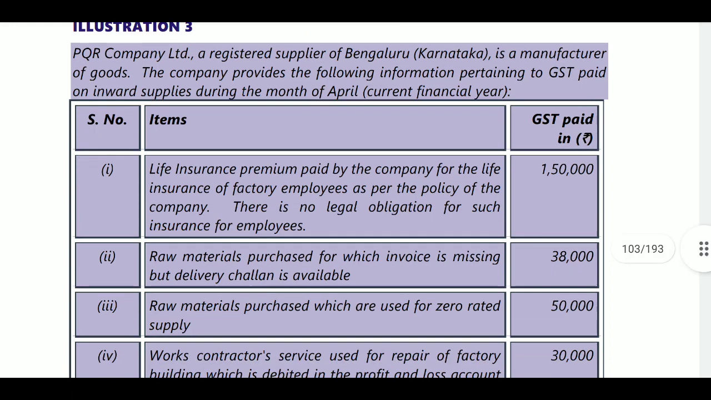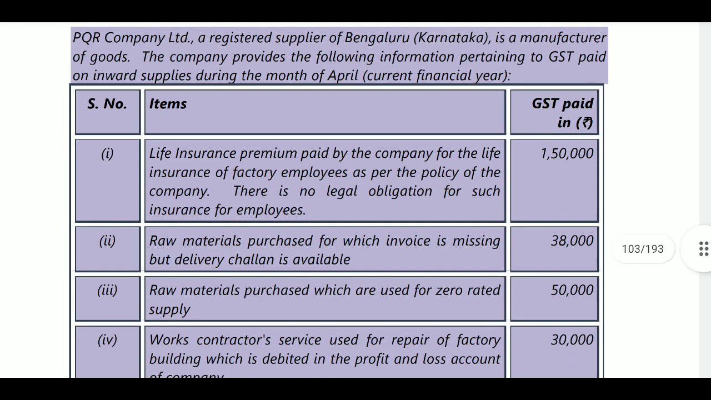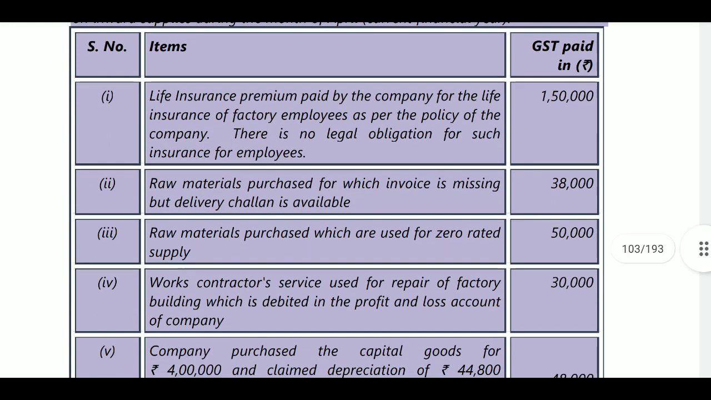Life insurance premium paid by the company for the life insurance of factory employees as a policy of the company. If it is a policy of the company, there is no legal obligation for insurance for employees. So, it is blocked credit. It will not be eligible for claiming the ITC, because there is no obligation from any Act. Next, raw materials purchased for which the invoice is missing but a delivery challan is available. If you want to claim any ITC, you must have a tax invoice. If you do not have a tax invoice, you cannot claim the ITC. So 38,000 will not be allowable as ITC.